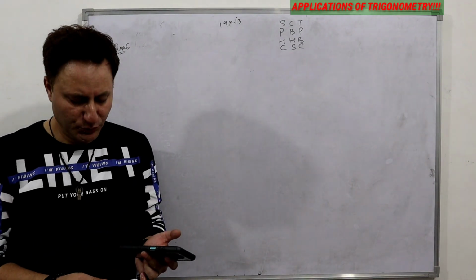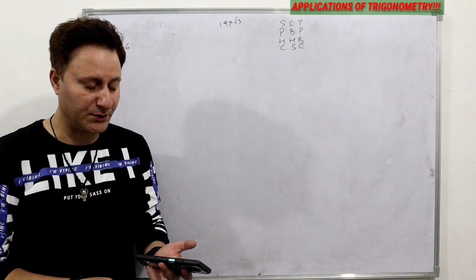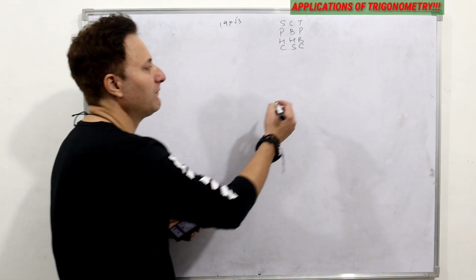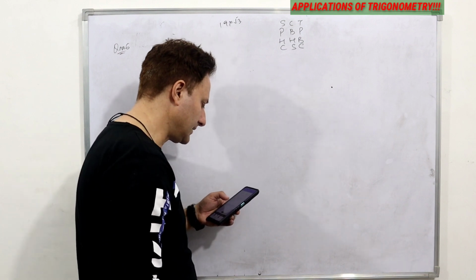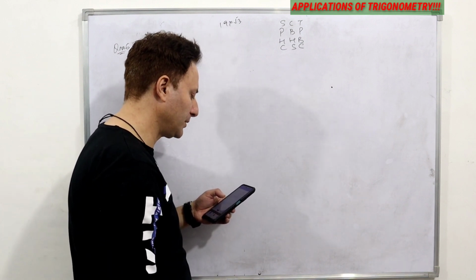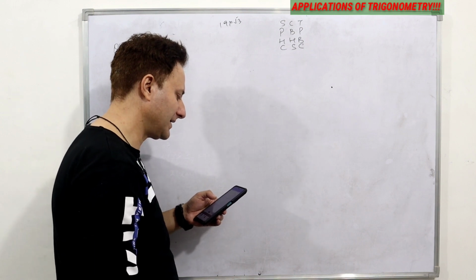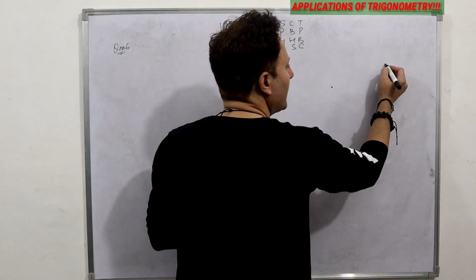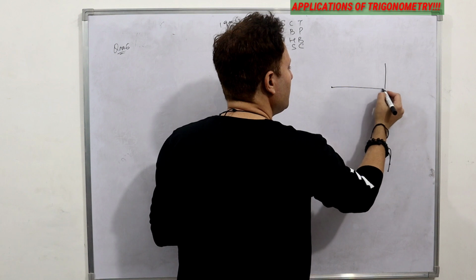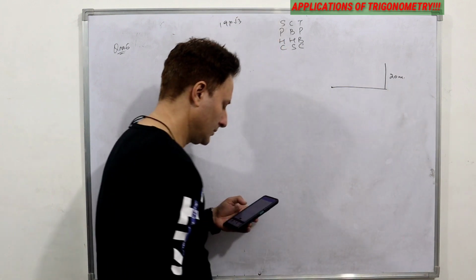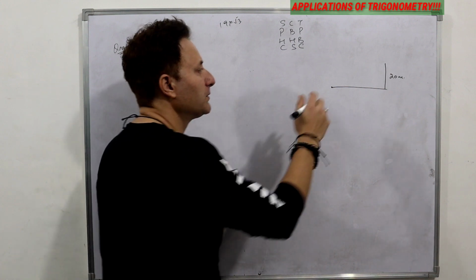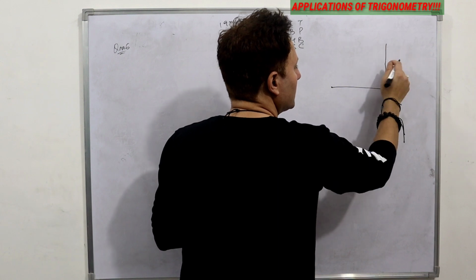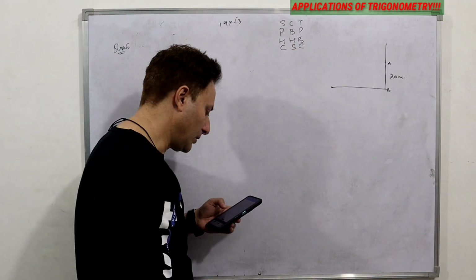Alright guys, so now let's move to question number 7 of this particular exercise. What does it say? It says from a point on the ground. So we have a point somewhere on the ground, and what does it say? It says the angle of elevation of the bottom and top of a transmission tower fixed at the top of a 20-meter high building. So we have a building that is 20 meter tall. Okay, now there is a tower on top of the building.